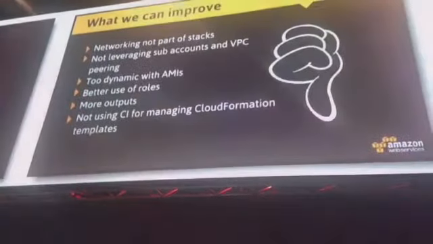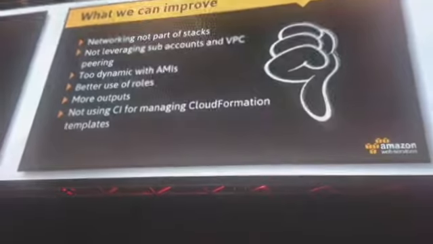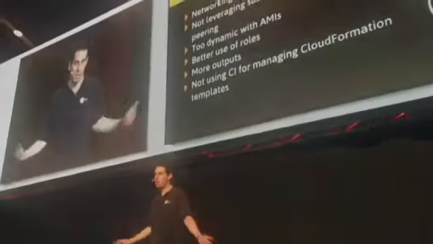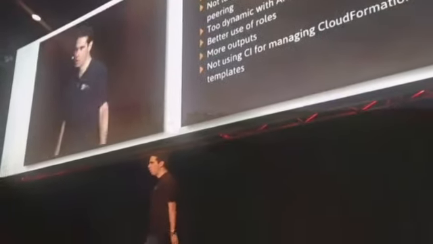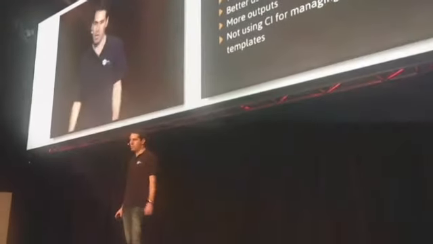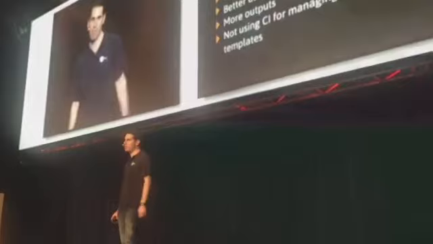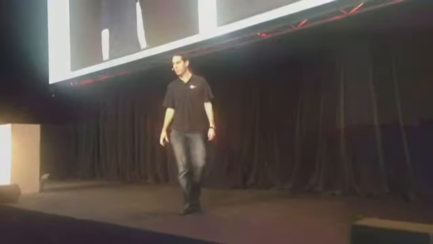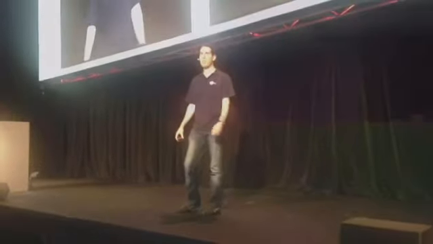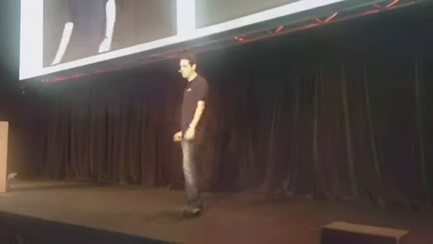To be honest, there's a whole bunch of things we could have improved. When you first move into Amazon, you generally do things manually. So the networking components are required early, and we did them by hand. You need to put them into your CloudFormation from day one, or it will hurt you later on. We didn't get to leverage sub-accounts and VPC peering. Well, they didn't exist when we started.